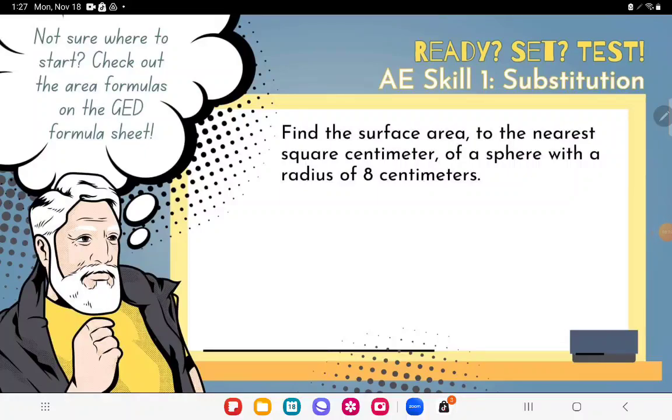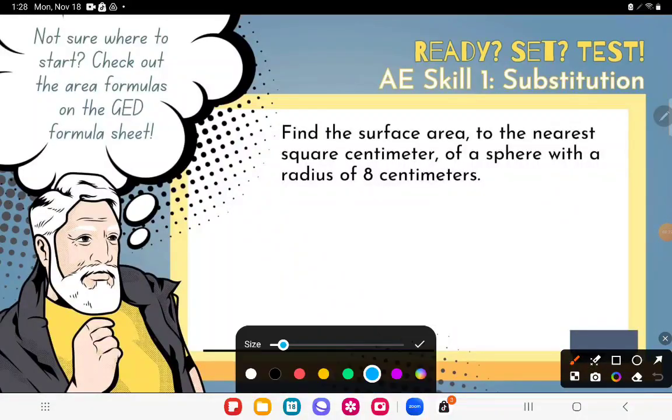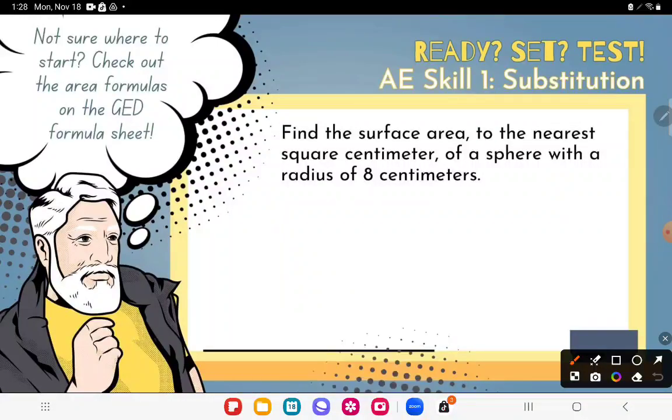Hello, GED students. Let's look at a GED style example that could be easily done with the skill of substitution we've been reviewing. The example says, find the surface area to the nearest square centimeter of a sphere with a radius of 8 centimeters. Now you might say, Kate, how could we do this with substitution? There's not even an algebraic expression, equation, or inequality, anything in order to be able to sub your information into.